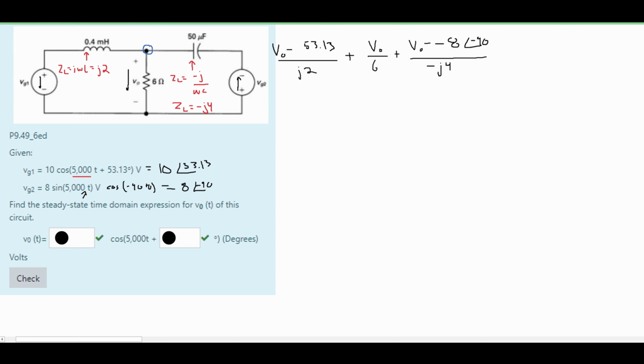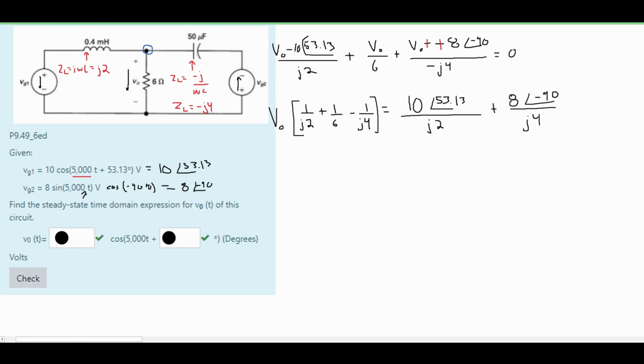And per the node voltage method, we will be setting all of this equal to 0. Now from here, I'm going to factor out our V0s and then move the constants to the right side. When I was writing this in here, for some reason, I wrote the correct angle, but I forgot the 10. So this should be 10 with an angle of 53.13. This is going to be our new equation. Now we can divide all of these and then move our constants under these. So it's going to be a denominator. That way we can get our V0 by itself.